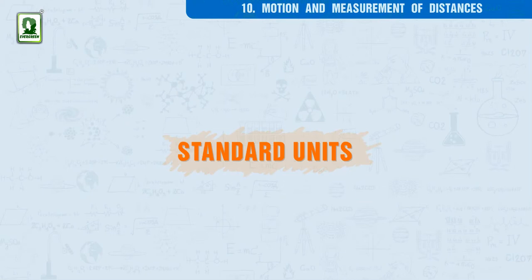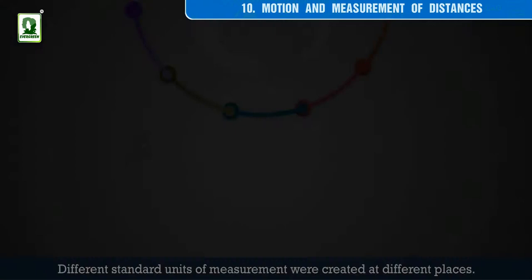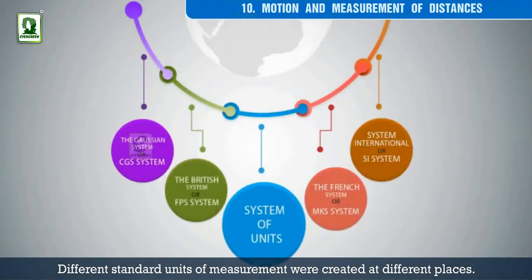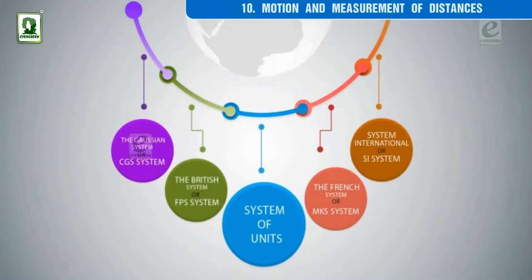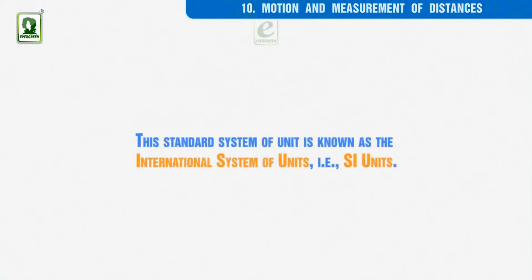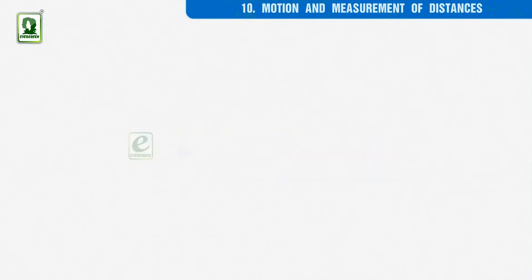Standard units. Different standard units of measurement were created at different places. For the sake of uniformity, scientists all over the world have accepted a set of standard units of measurement. This standard system of unit is known as the International System of Units, that is, SI units. The SI unit for length is meter.